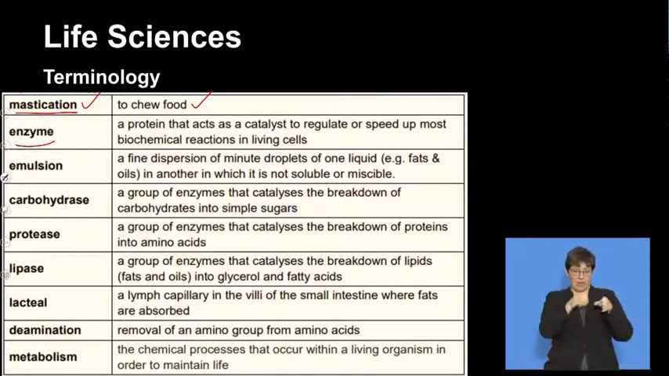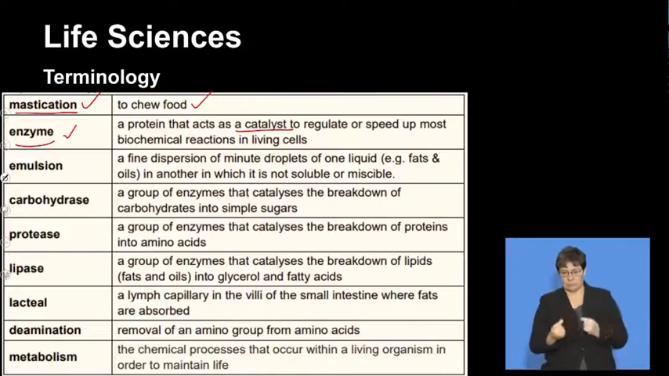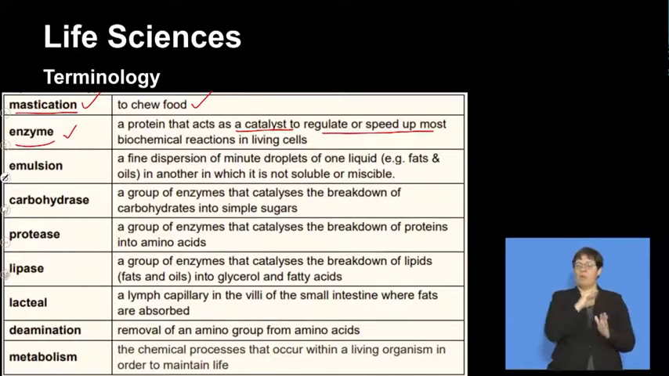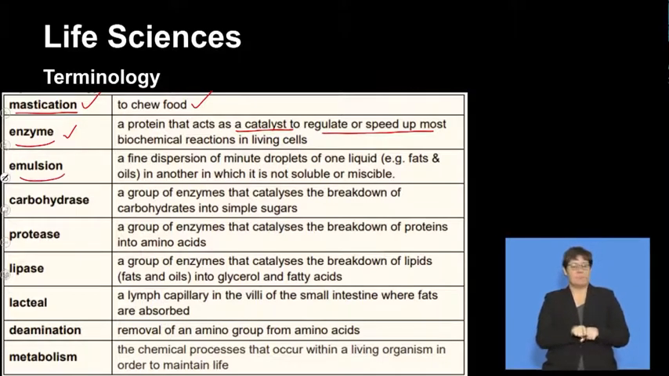We're going to mention the term enzyme, and if you recollect, enzymes have specific functions in the body. In this case, we're going to look at how enzymes speed up or catalyze certain reactions, so that we can have the processes efficiently taking place. We're also going to talk about emulsion, which is basically a fine dispersion of tiny droplets. So we'll talk about what happens to fat droplets during the process of digestion.